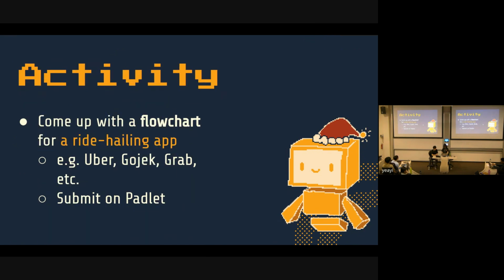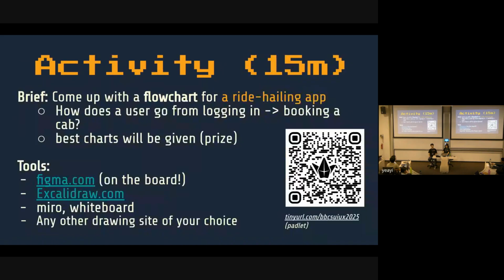Okay. So now that we've gone through all about UX, I would like you to try coming up with a flowchart for a ride-hailing app. For example, Uber, Gojek, Grab, etc., and submit on Padlet. What does this mean? How does a user go from logging in to the app to booking a cab?